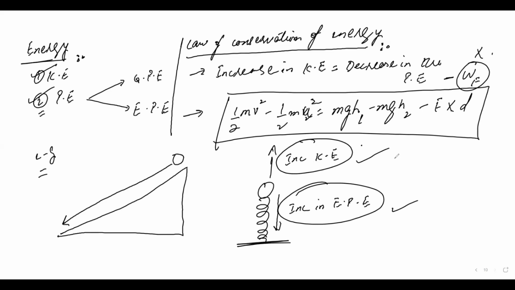How do we calculate the elastic potential energy though? 1 by 2 kx squared, where x is the extension. So we've got these things covered. In the law of conservation of energy questions, you just need to understand how you're going to apply this equation. Got that?